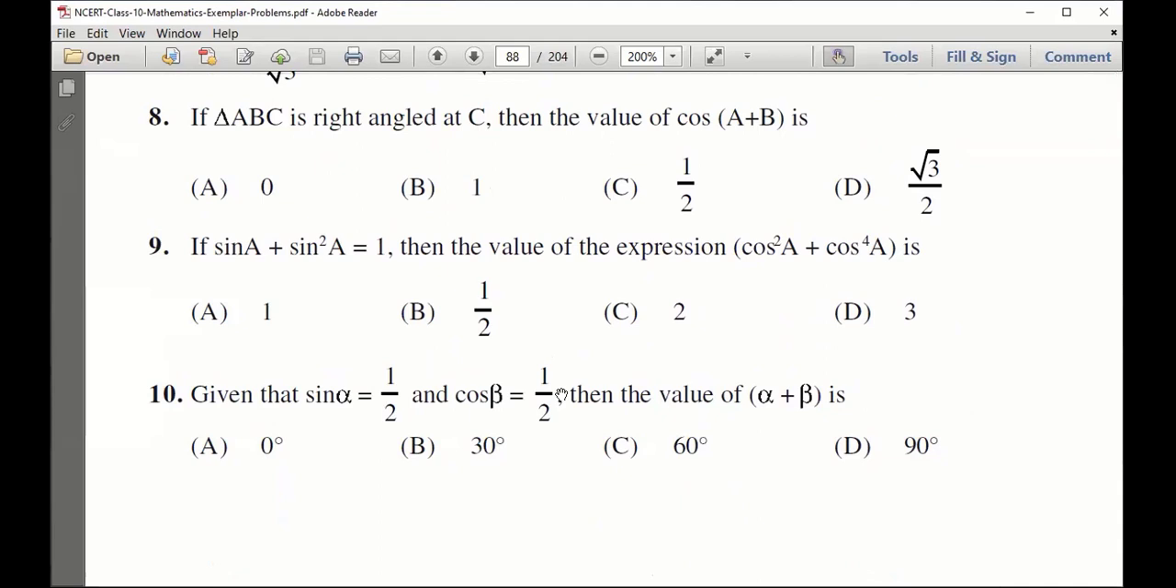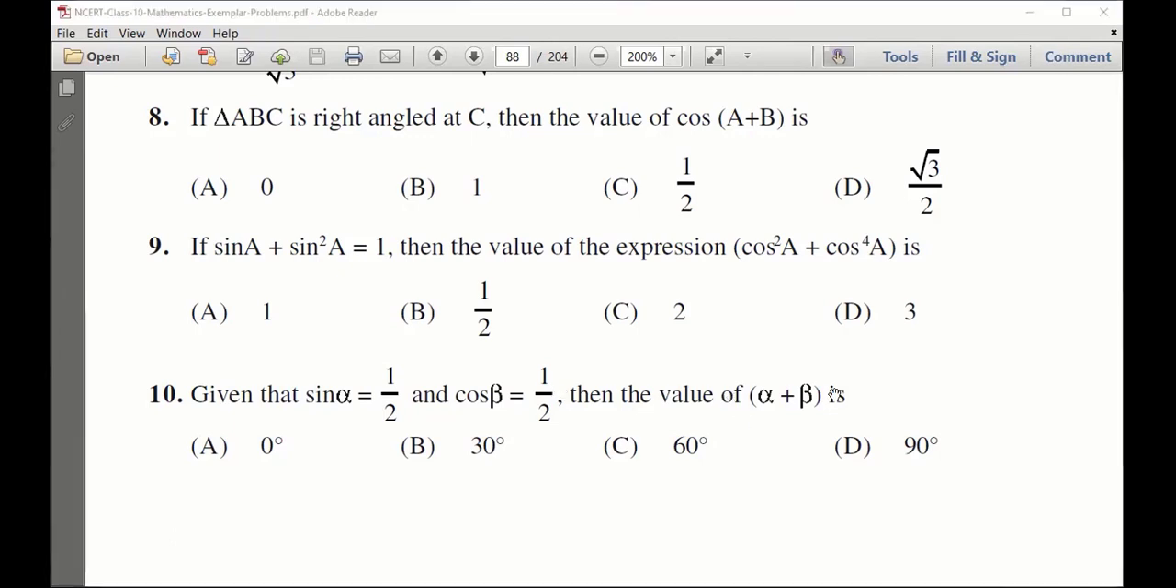In triangle ABC, right angled at C, the value of cos of A plus B is. Correct, Anvi. How? Explain, Anvi, to everyone. Because C is a right angle, 90, according to the triangle formula, A plus B has to be equal to 90 degrees. If C is 90, A plus B also should be 90, the remaining 90. So cos of 90 is 0. Got it, everybody? It is that easy.